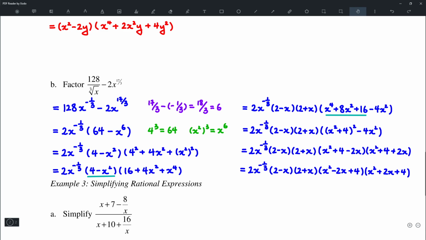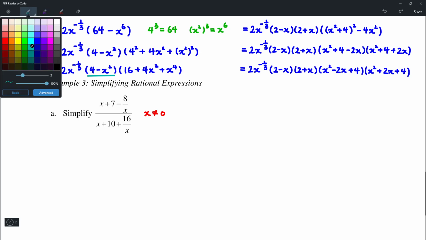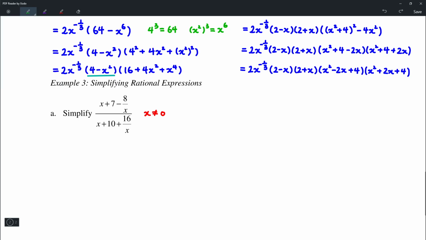The next one is a little bit simpler, but it does introduce the idea of rational expressions and how we can use factoring to simplify them. So in this case, first thing we're going to do is just identify the restriction. So that is x cannot be 0, because otherwise we will be dividing by 0 here and also here. So once we establish that, what we're going to do is actually multiply both the numerator and denominator by x.